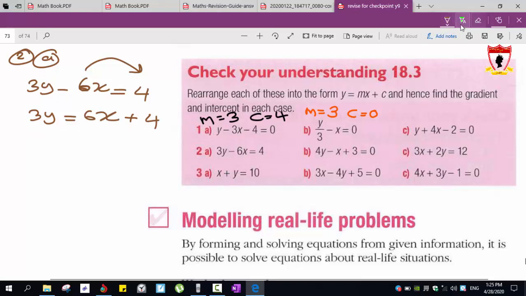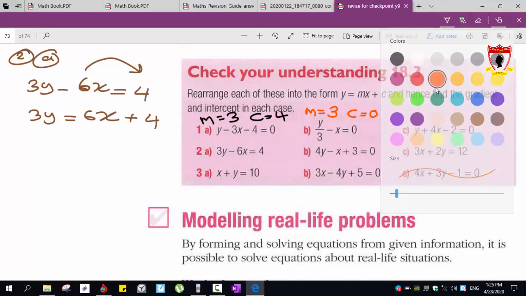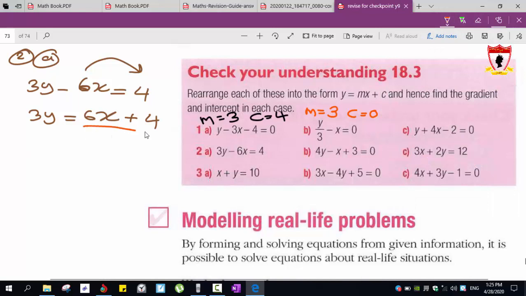The most common mistake for such questions: when students see something like this, it looks like mx plus c, straight away they say the gradient is 6. No, because y is still not alone on the side. We cannot say the gradient is 6. Then how can we remove this 3? We divide everything by 3. Then it will be like this.